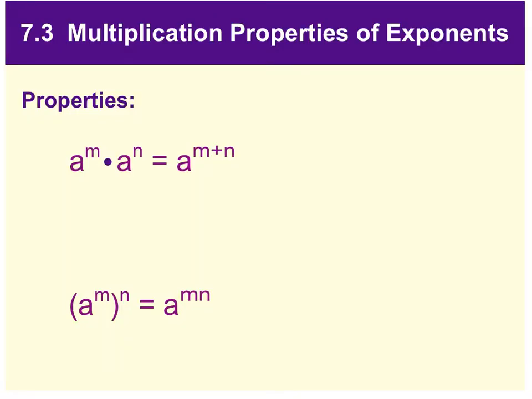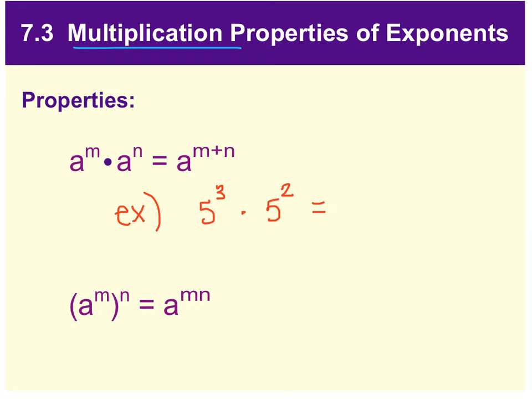All right, so here are our two properties. First we're going to look at 7.3, multiplication. These are our two multiplication properties. Let's talk about how these are different. The first one, you can see if you're multiplying two of the same base. So we have this base of A and this base of A. So if you're multiplying the same base, what you do is you take your two exponents and you just add them together. So for example, let's say you had 5 to the third times 5 to the second.